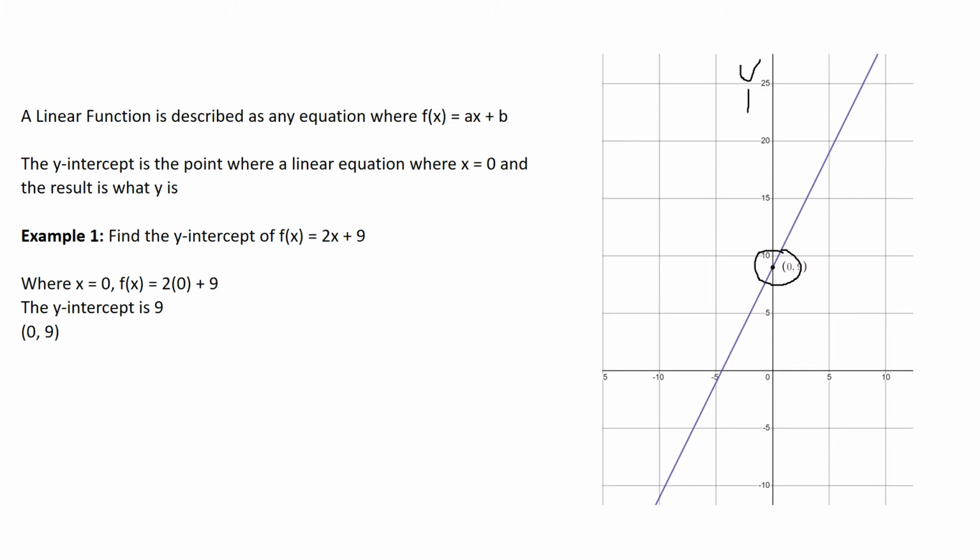If I put in f of x equals 2x plus 9, if I put in 0 for x, 2 times 0 plus 9, and what do I get? 2 times 0 is 0, all that's left is 9. So I put in 0 for x, and f of x is 9. And this is where it intercepts the y-axis, called the y-intercept.